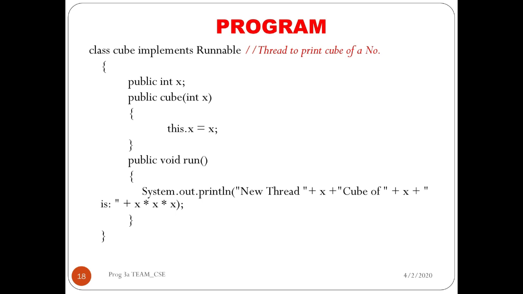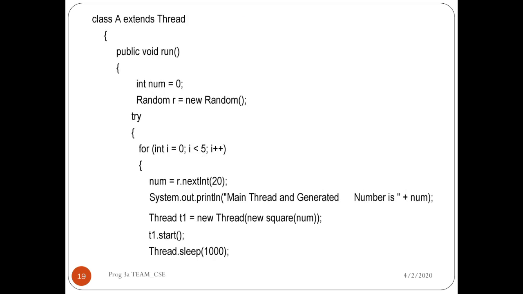Next, coming to the function run. The run function displays the value, new thread, x value, the cube of x, where the cube of x can be calculated as x into x into x. The run method displays the cube of the value. End of the run function and end of the Cube class. Next slide. So we will use class A, which extends the Thread.